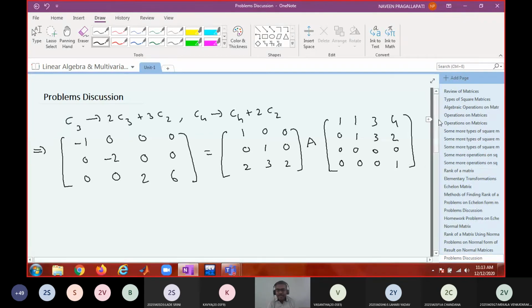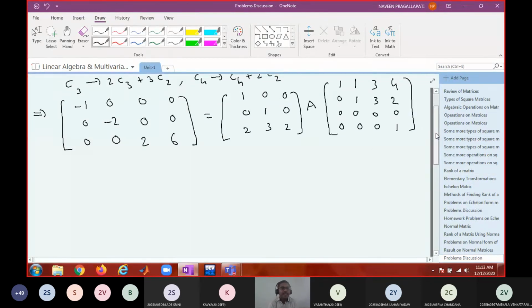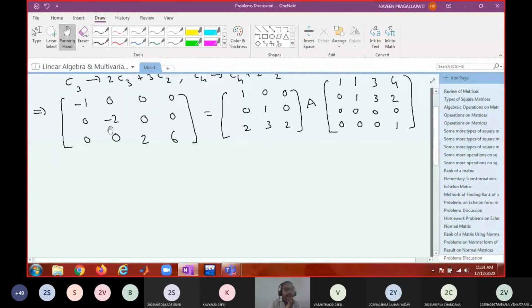Now, what is the next thing? See, never divide any row or column at this stage till the end of the problem, because if you are dividing, the same division should be applied to the prefactor or post factor. Then the subsequent calculations may be difficult due to fractions. So avoid getting fractions till we arrive at the last step.